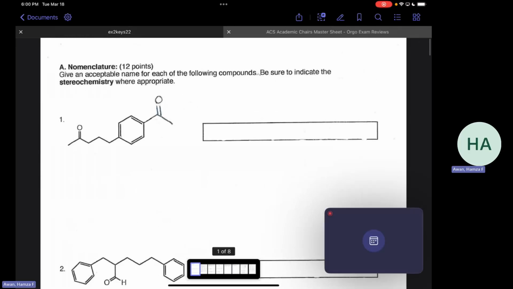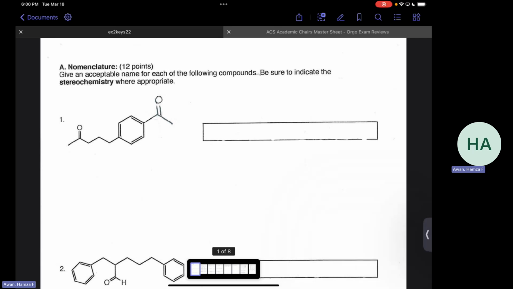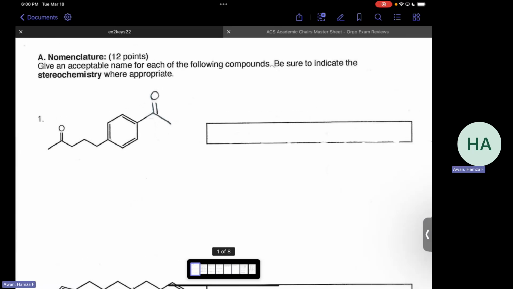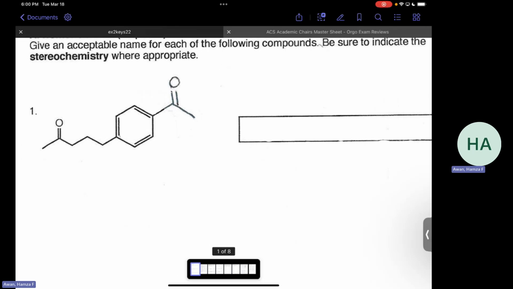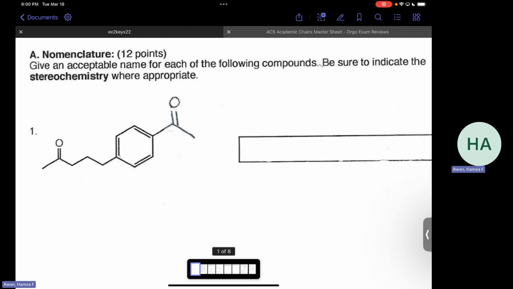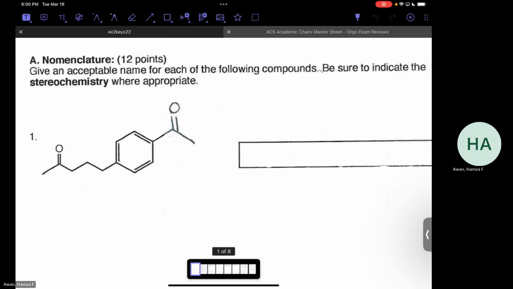Okay, so to begin, we're gonna start with the nomenclature section. In this question, it's asking us to give an acceptable name for each of the following compounds, according to IUPAC, right? The first one, we see a benzene with a ketone attached to it directly, and then another ketone that is attached 1, 2, 3, 4 carbons away.